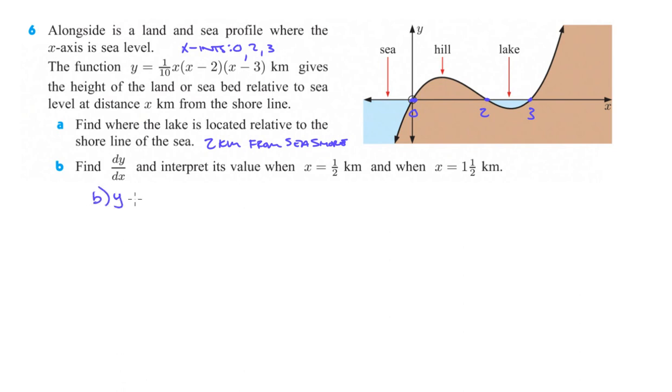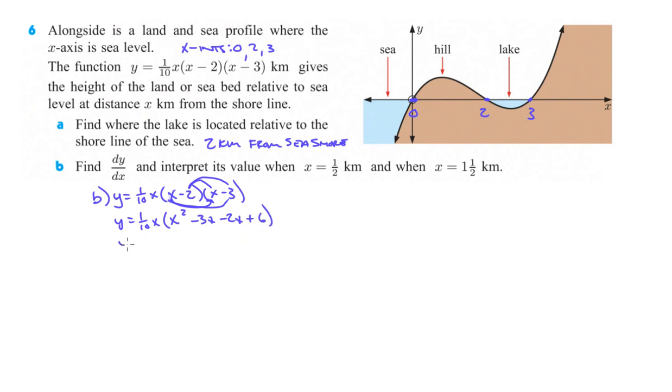So B, we've got y equals 1/10 times (x minus 2)(x minus 3). I'm going to ignore the 1/10 for now. It's just going to come along for the ride, and I'm going to FOIL this out. So that's going to be x times x is x squared. Outside, x times negative 3 is negative 3x. I for inside, negative 2 times x is negative 2x. And then L for last, negative 2 times negative 3 is plus 6.